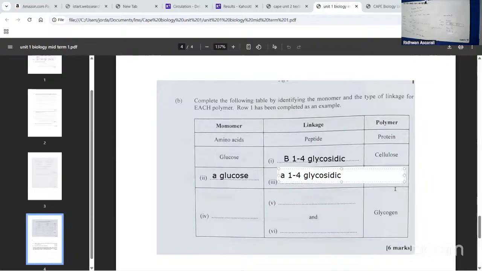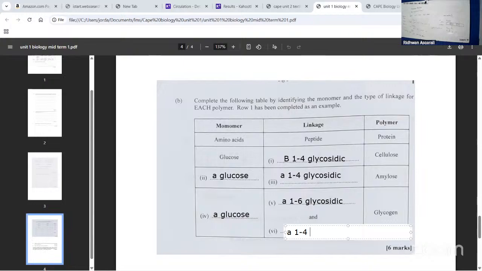In glycogen now, what will be the monomer? Alpha glucose again, for glycogen. And this time they tell us to have 2 types of linkages, so this should give it away. Alpha 1 to 6 glycosidic, and alpha 1 to 4. So these are the types of linkages and the monomers that make up these polymers. We're nearly done.